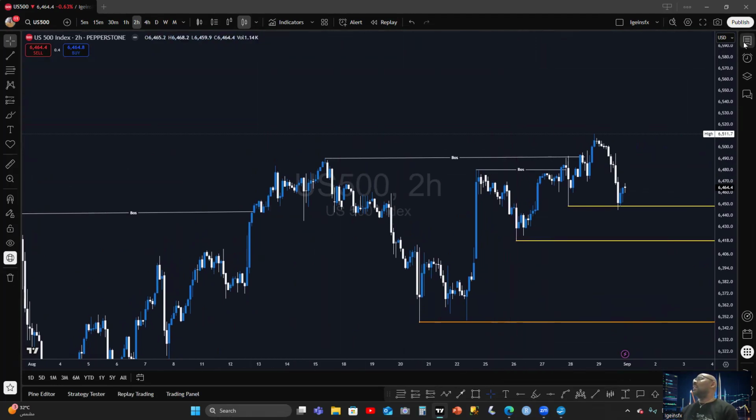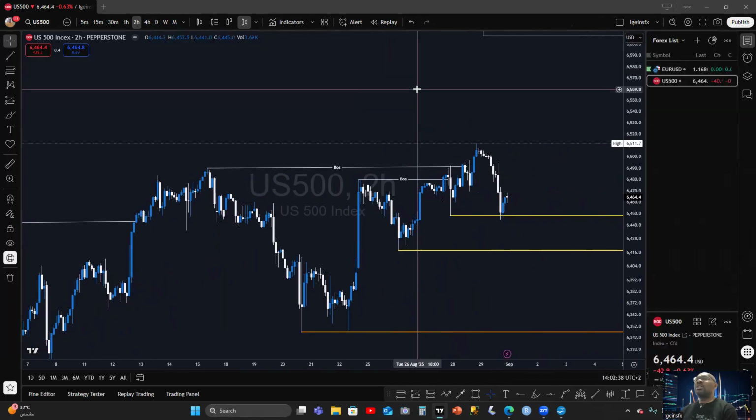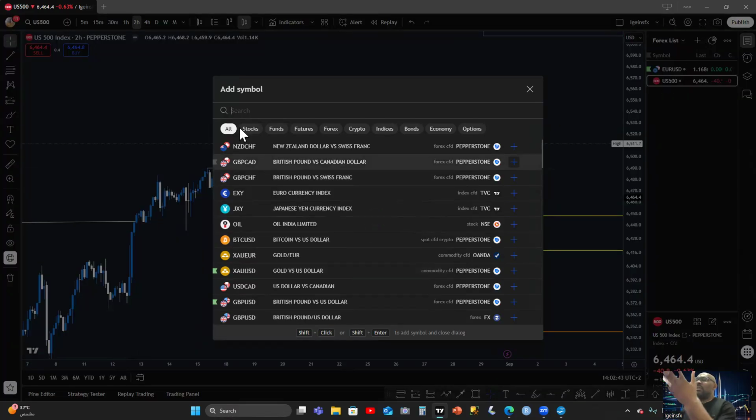If you are not using TradingView, even if you are using MetaTrader 4 or MetaTrader 5, which is the newest version of MetaTrader, it's still the same thing. Go to where your currencies are, then click the plus sign. Then it will tell you add symbol. Under symbol, you see they are already grouped.